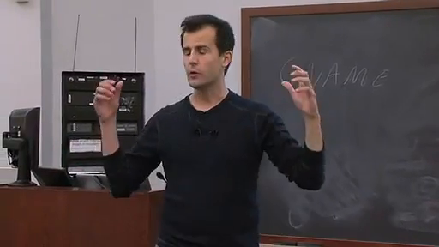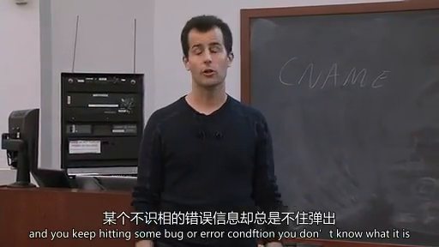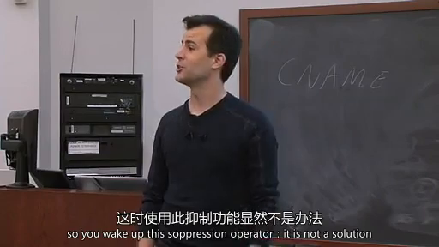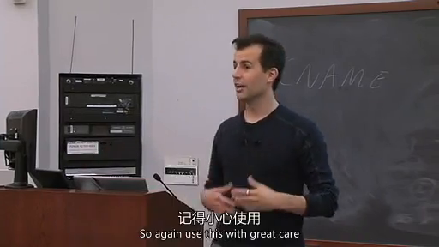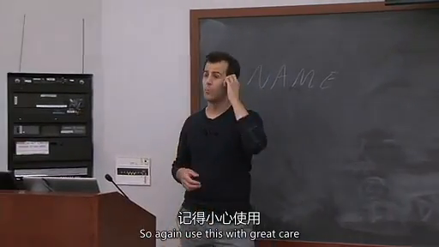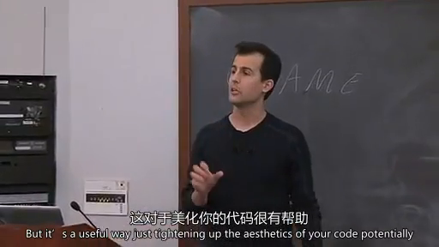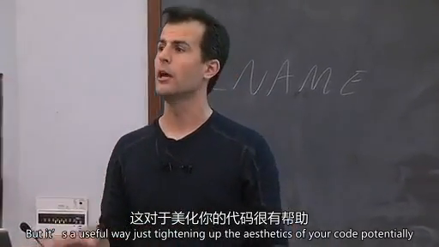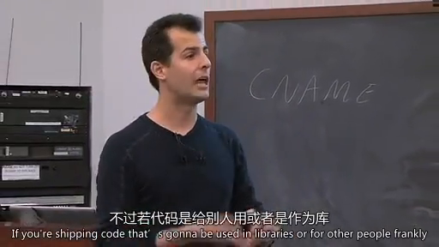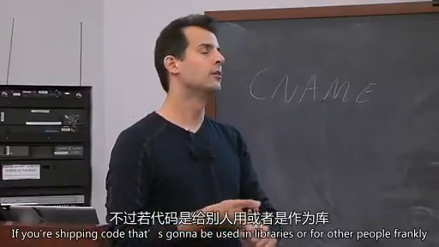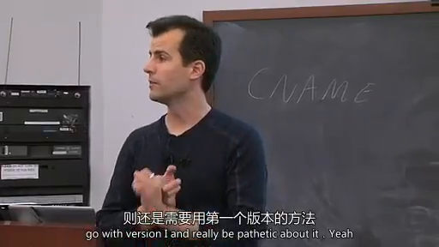This is not an appropriate solution if you're sitting there late at night for either the course or future life and you keep hitting some bug or some error condition, you don't know what it is, so you whip out the suppression operator. That's not a solution. So again, use this with great care. But it's a useful way of tightening up the aesthetics of your code potentially. If you're shipping code that's going to be used in libraries or for other people, frankly, go with version 1 and really be pedantic about it.